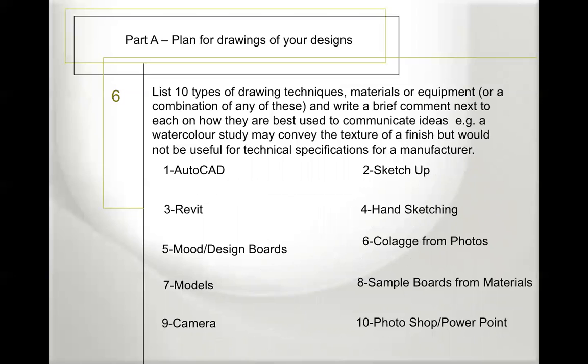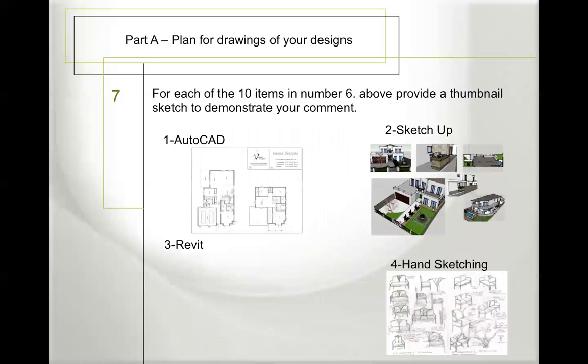So 10 types of drawing techniques, materials, or equipment. Write a brief. That's the 10, and then down the bottom, it's actually asking to show an example or a thumbnail of each. Yes, and that's what I'm doing. So I'm trying to find my own Revit image to use in there. I'm using as much of my own work as I have to show all these 10 different ways of doing things rather than constantly bringing things from other people or using the internet and things like that. Okay.